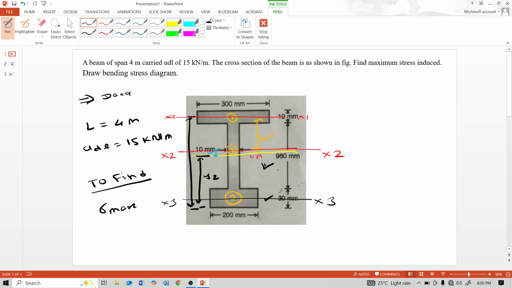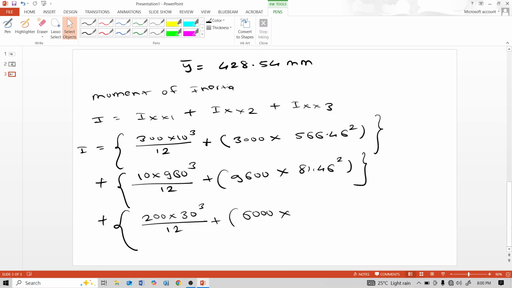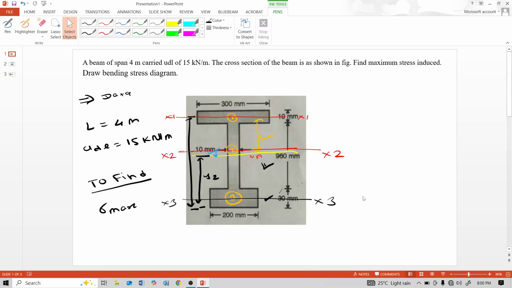That means 15, 428.54 is position of neutral axis for this I cross section, and minus 15. That means distance between neutral axis to this bottom plane's neutral axis distance is 413.54 mm.